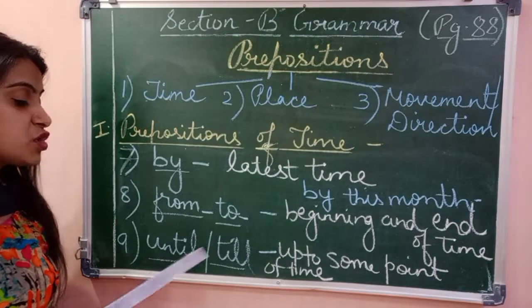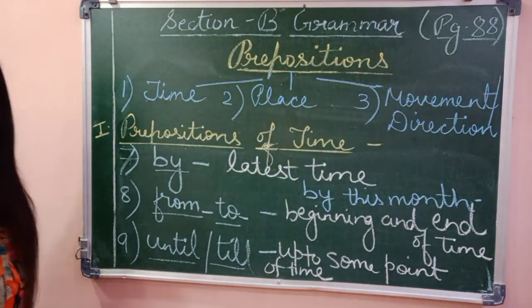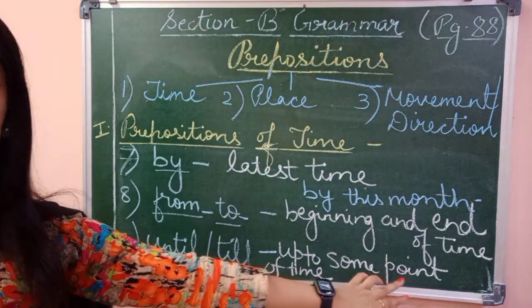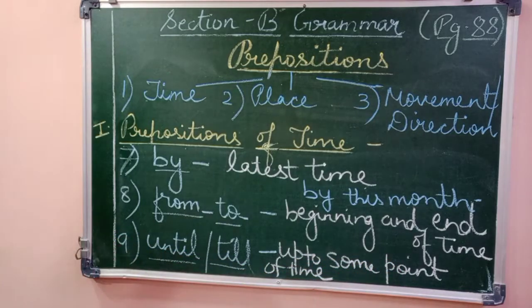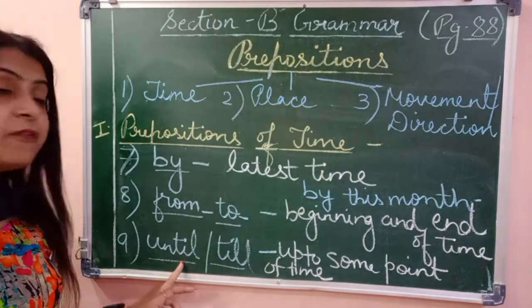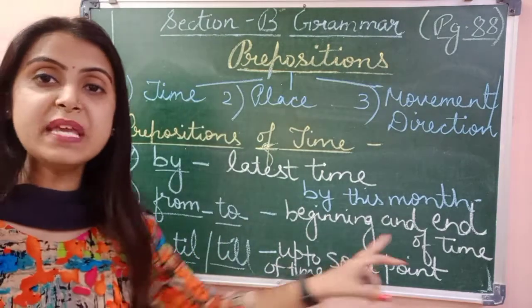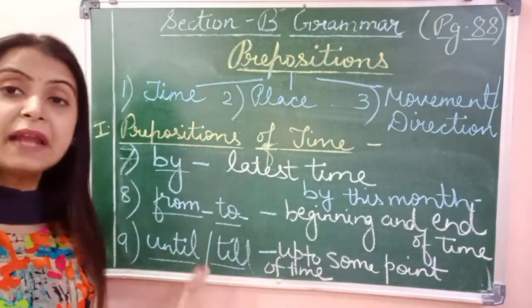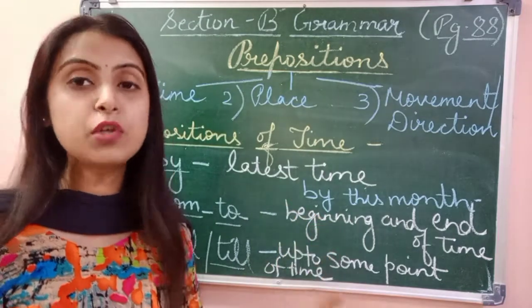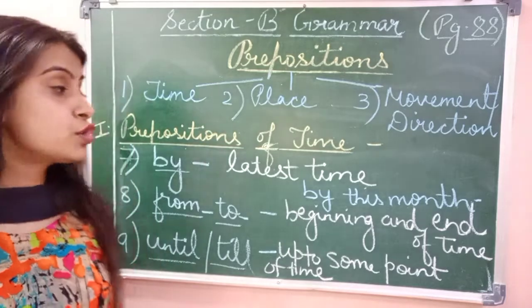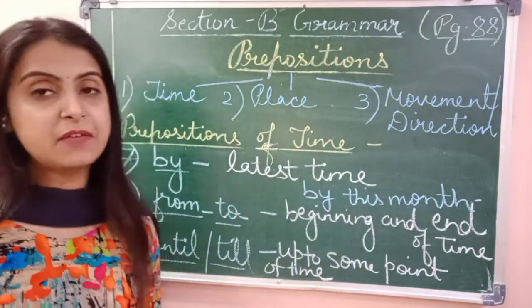Then comes the preposition until or till. Both mean the same thing. They are used to indicate some point of time. It means up to some point of time. For example, if I say, I will wait for the result till Monday. Okay. Or I will wait until you call me up. Fine. So up to some point of time, till Monday or until you come. So I am talking about some point of time till or until the action will be done. Right. So these were the prepositions of time that we have discussed.